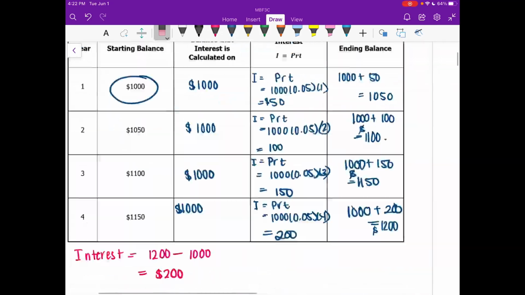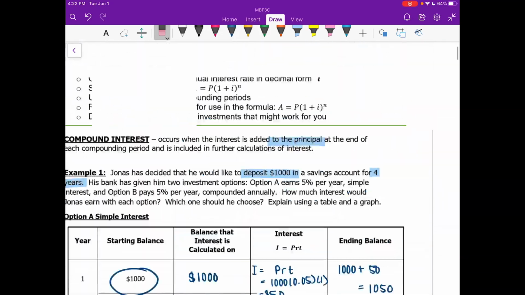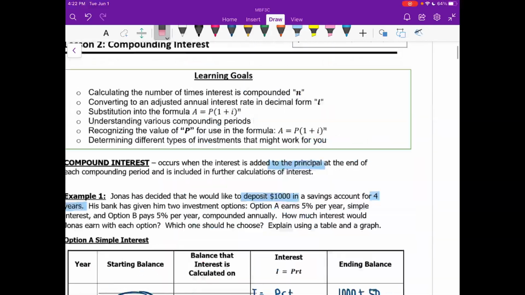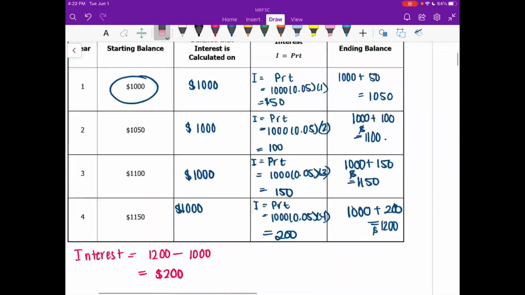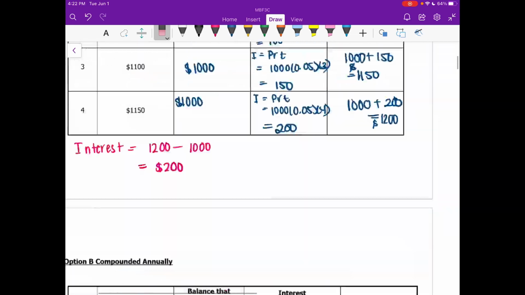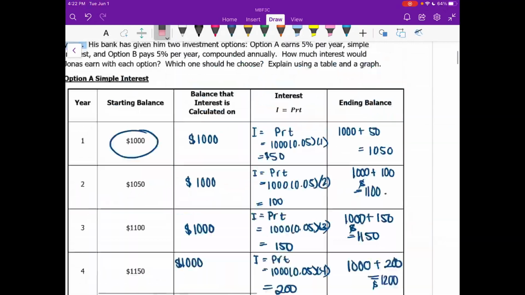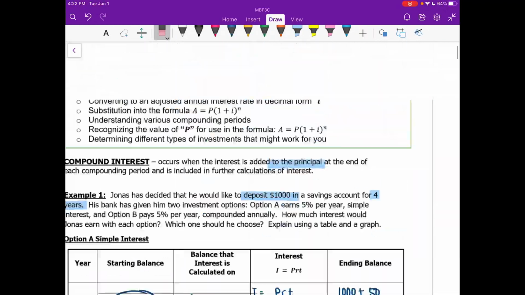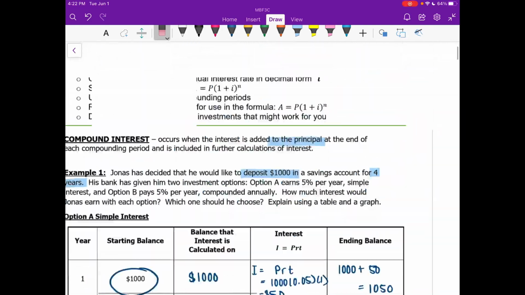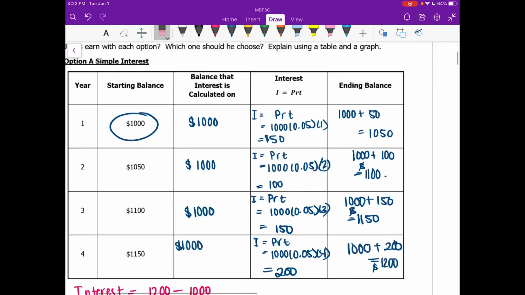Bi-monthly means every 2 months, so you have 6 compounding periods. You divide the rate by 6 and multiply the number of years by 6. Monthly means that you've done it every month. There are 12 months in a year, so there are 12 compounding periods. You divide whatever the annual interest rate is by 12 to get the monthly interest rate, and then you take however long you've left it there and multiply it by 12.